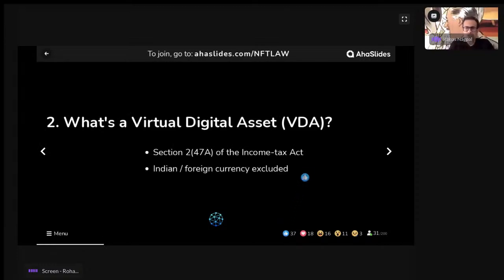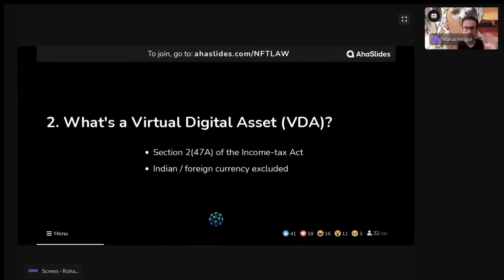Now that we've understood what fungible and non-fungible is, what is the definition, or what does the government say about virtual digital assets? So this is a new term that has been invented in the Income Tax Act under a new section, which is section 2(47A). It's a new section that's been added. Now under that, this term virtual digital asset is defined. So the Indian law doesn't use words like crypto, cryptocurrency, crypto asset. They use virtual digital asset, right? So we need to say VDA. That's a simple one to remember.